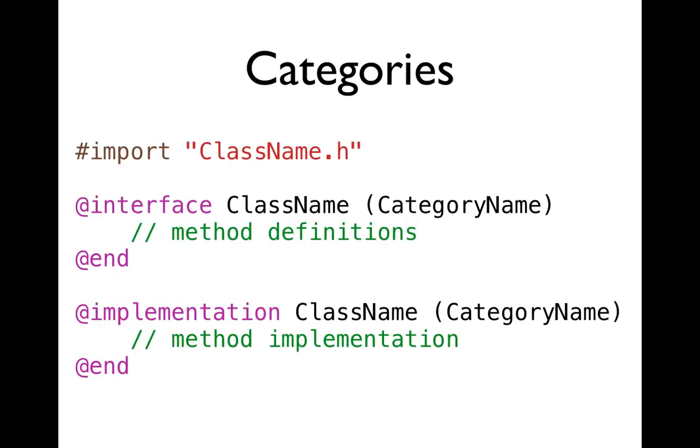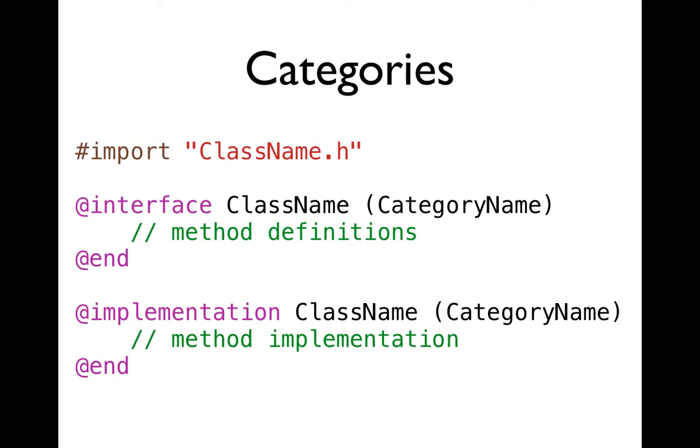Okay, so categories. You remember categories exist for two purposes. You could extend a class, or you can just divide a huge class into different parts so it's easier to manage. This is a simple syntax for a category. You create a category just like you create a class, but you have to specify the class name, the class you're creating a category for, and then the category name in brackets. And the implementation is the same.